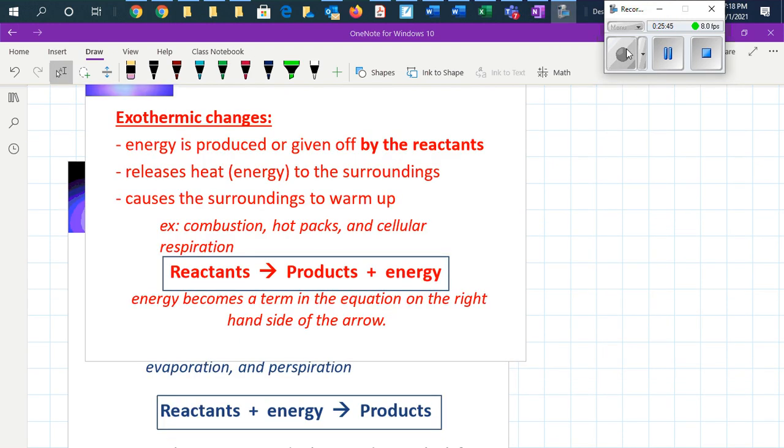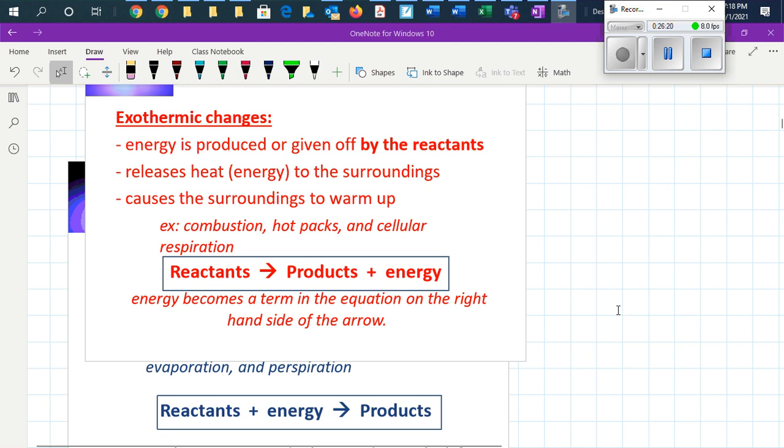Here's a summary of what an exothermic change will be. The energy produced or given by the reactant is released into the surroundings, and it's causing the surroundings to warm up. Combustion, hot packs, and cellular respiration are examples of exothermic reactions or changes. Energy becomes a term on the right-hand side, on the side of the products.